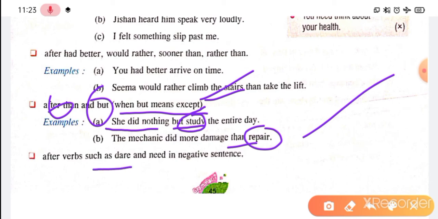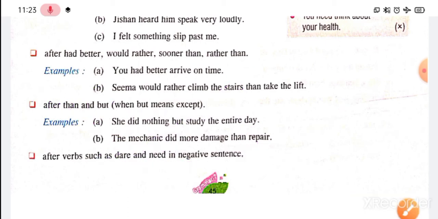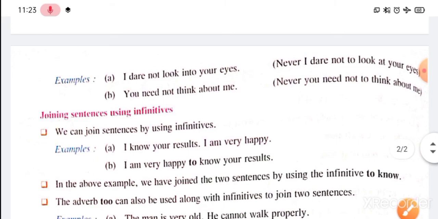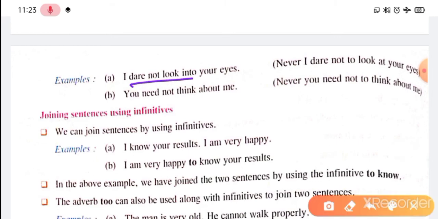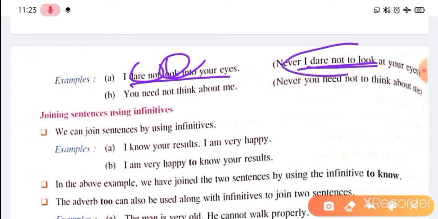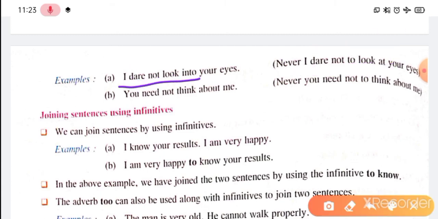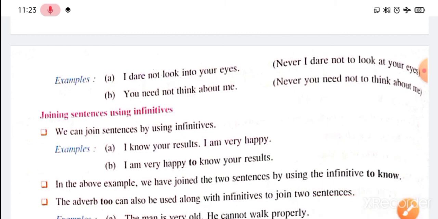After verbs such as dare and need in negative sense. Dare and need, these two verbs, when they are used in negative sense. See here. I dare not look into your eyes. I dare not. Dare not is a negative. Now look is the bare infinitive. As in, "I never dare not to look," it is wrong, guys. Without to. See the use. I dare not look, without to. You need not think, without to. If you use "you need not to think," it is wrong.